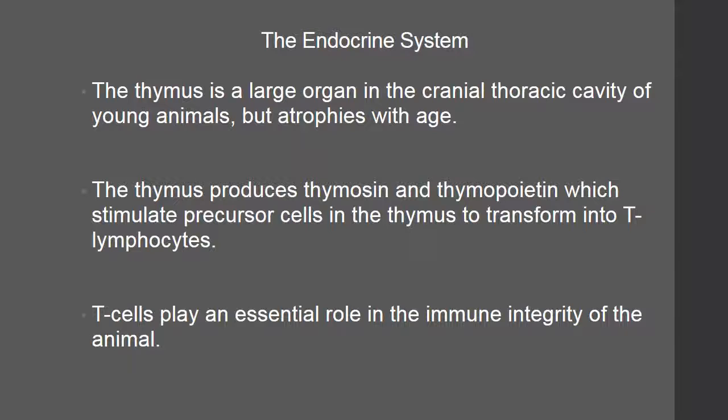Those T lymphocytes then seed throughout the body into several different types of tissues, mainly into lymphoid tissue, things like lymph nodes, even into the spleen and liver. You're going to find T cells in a lot of places. Bone marrow. T cells play an essential role in the immune integrity of the animal. No T cells, very poor immunity.